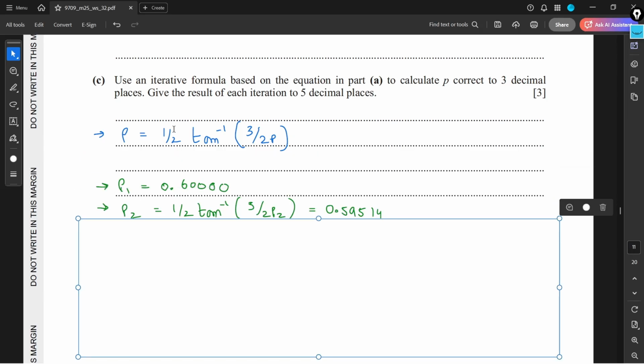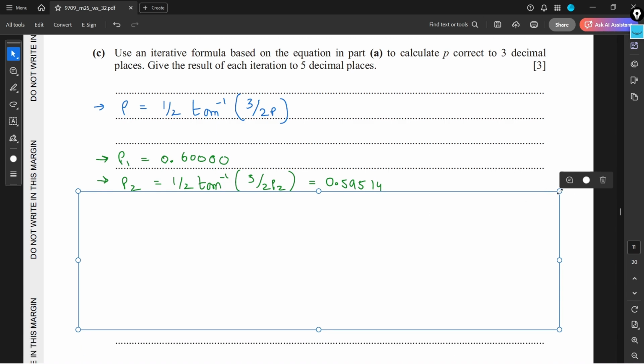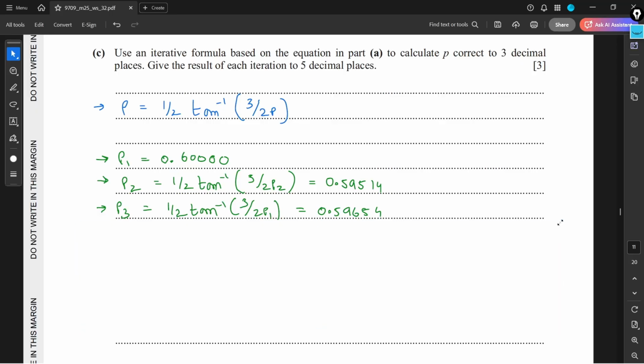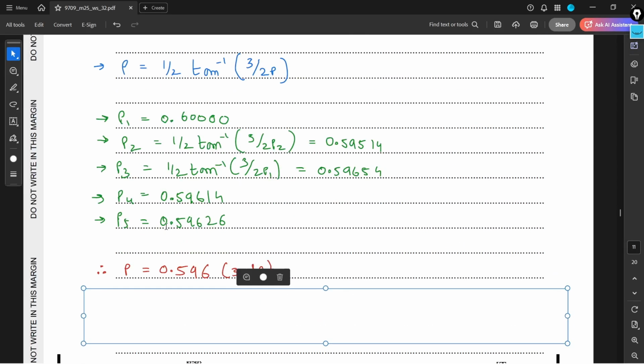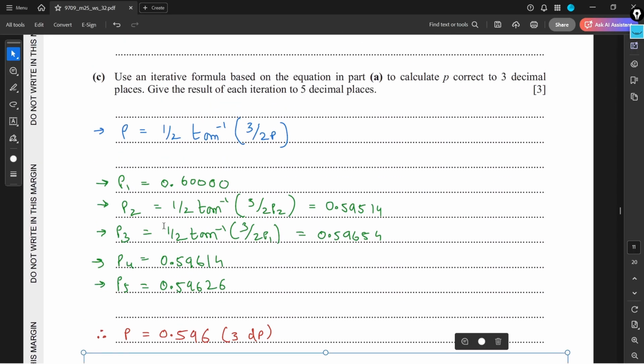And then I'll be just using my calculator and say that half into 10 inverse of 3 by 2 times Ans. Remember that in the Ans, we already stored 0.60000. So if you press equal to, you will get a new value that is 0.59514 correct to 5 decimal places. Then again press equal to, you will get a new value that is going to be this. And you keep on doing this process until there is a repetition correct to 3 decimal places. And therefore you can say that my final answer correct to 3 decimal places will be 0.596. For the first two iterations, I've just shown the steps, and after that, you can just keep on writing the values. So yes, that is how you solve the final part of this question.